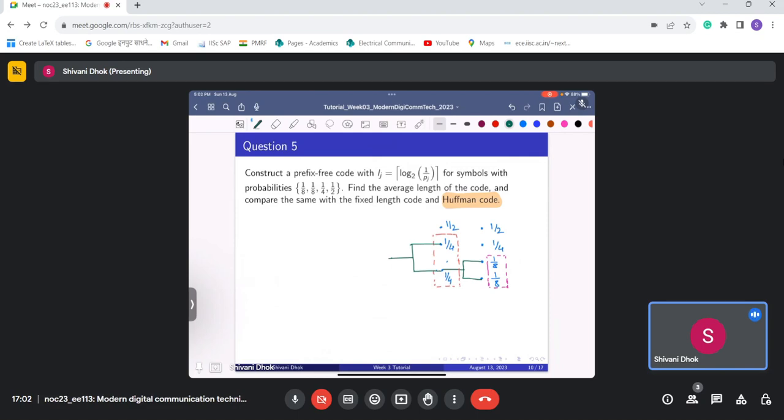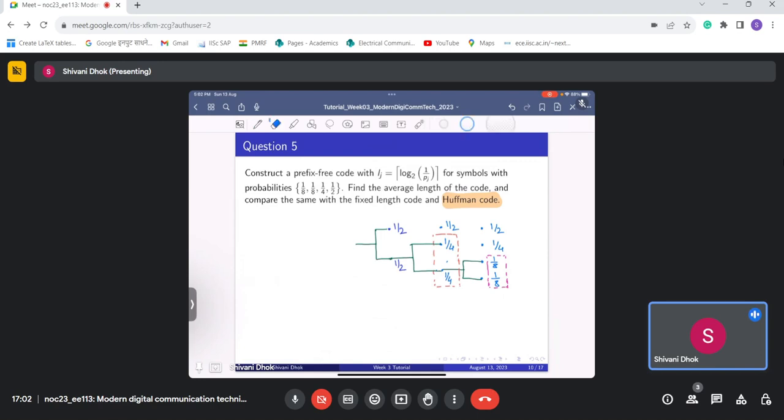So this is what we are having, and these two will form one symbol and its probability will be 1 by 2. And now we have another symbol of probability 1 by 2. We'll carry it like this. This is the only thing that is remaining. So we'll combine these two like this.